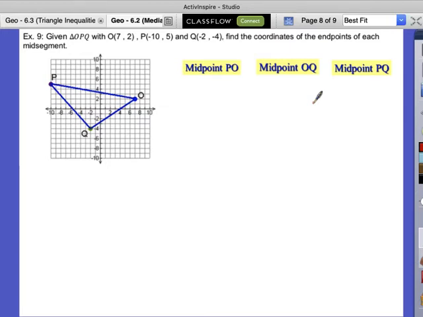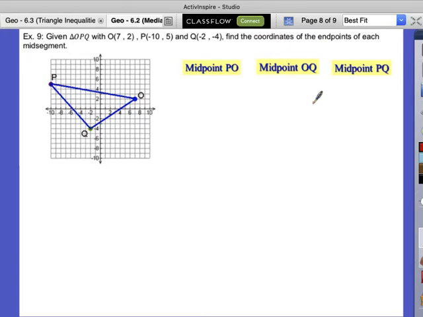Okay? Well, a mid-segment connects to what? A mid-segment connects two points. What kind of points? The middle of the line. So what's the middle of the line called? Midpoint. It connects two midpoints. A mid-segment connects two midpoints.